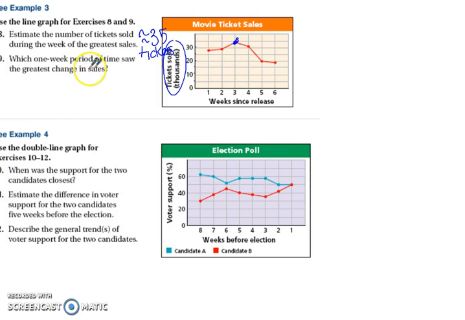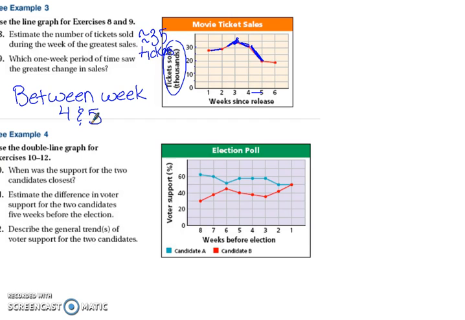Which 1 week period saw the greatest change? Well, this is a pretty small change. I'd say that's really only about 2 or 3. Oh, this one went up about 5. That one went down about 5. Oh, this one went down about 10. So I would say between week 4 and 5.